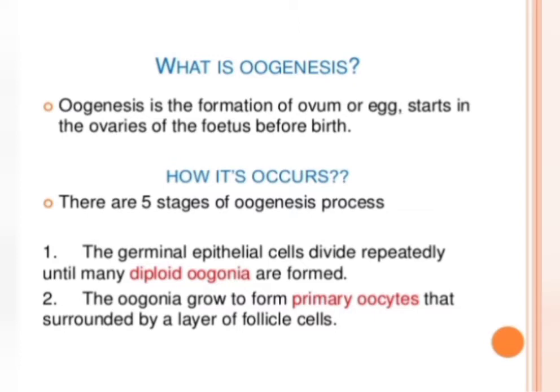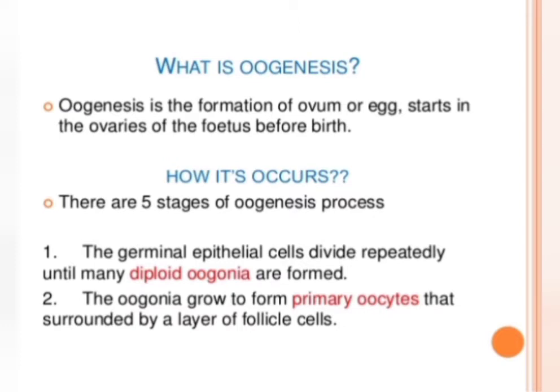Oogenesis is basically similar to spermatogenesis. It includes the phase of multiplication, phase of growth, and phase of maturation, just like spermatogenesis. So now we will see how it occurs. There are 5 stages of the oogenesis process, and one by one we will see those processes.